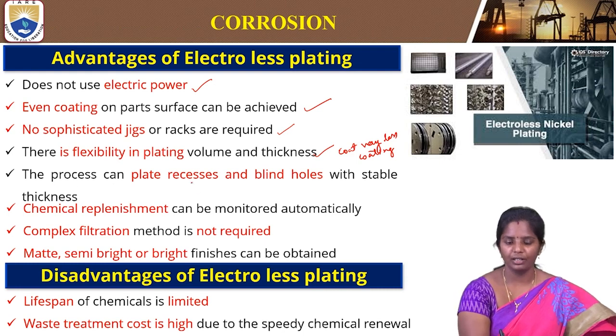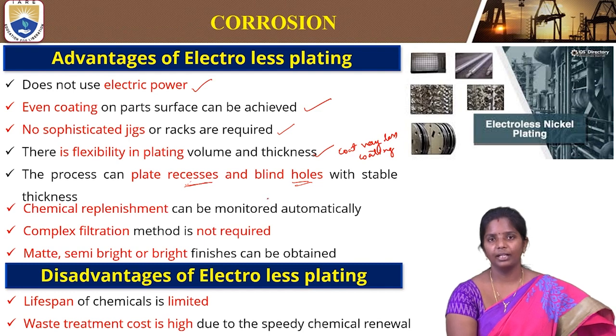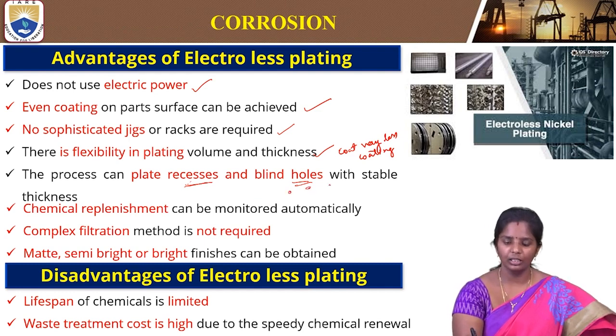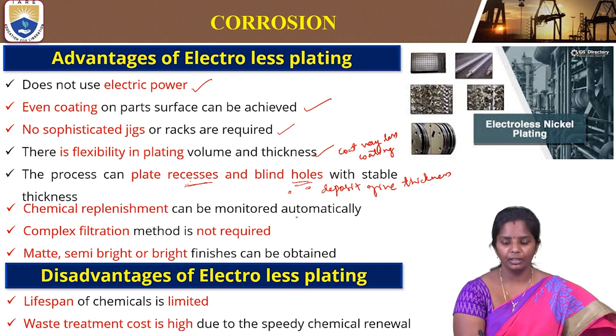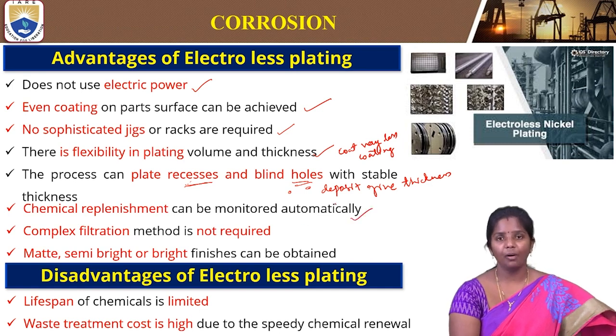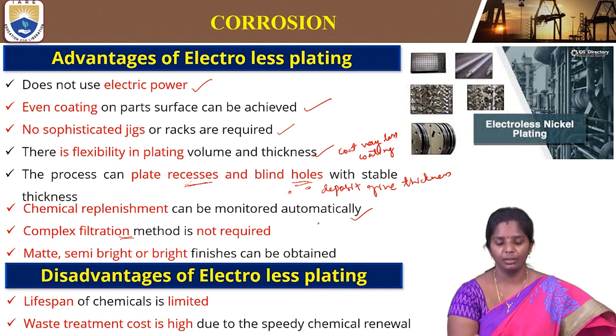This process can plate recesses and blind holes in a stable thickness. So blind holes, even if we have some holes, it can deposit metal and give thickness. Even conformal coating of that metal. Chemical replacement can be monitored automatically. Then complex filtration methods need not be done, because it will be purifying, and it only requires the reducing agent that is used for the deposition.